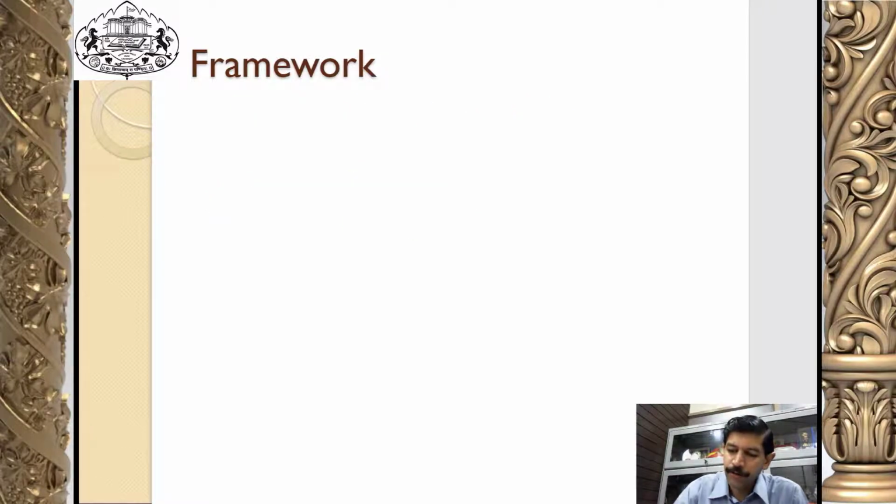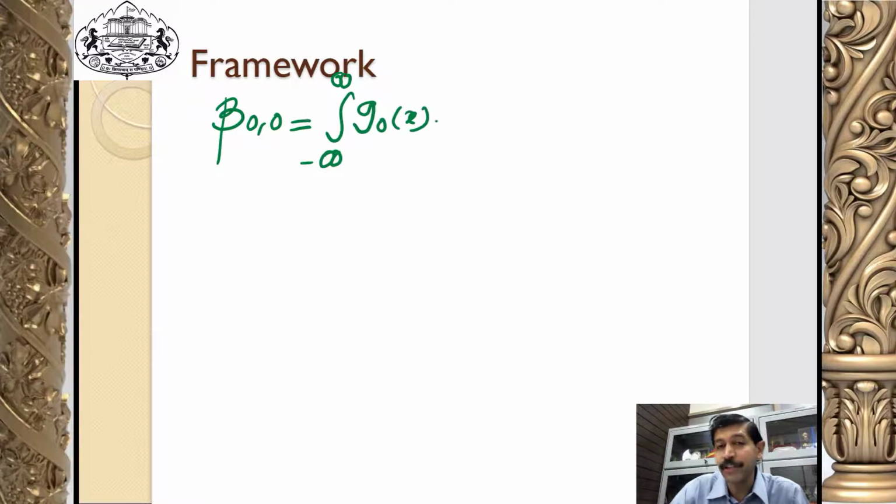Let's calculate the first beta value, which is beta 00. And we know the formula, it is the integral running from minus infinity to plus infinity of g0 of x into 2 to the power z by 2, which is 1, and then psi of x minus k. Now k is also 0 in this particular case, so it will be psi of x minus 0, that is psi of x into dx.